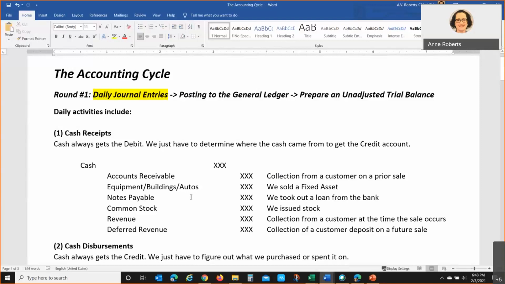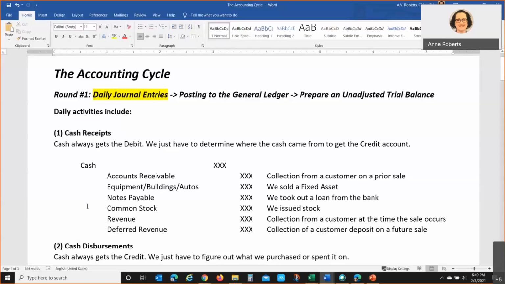Another way that we can get cash back into our business is we can sell some sort of long-term fixed asset, like equipment, buildings, automobiles. We sold that, we collected cash. Another way is we went to the bank and we borrowed money. So there's our notes payable. We could have issued stock and collected cash. We could have earned some revenue and collected cash at the same time.